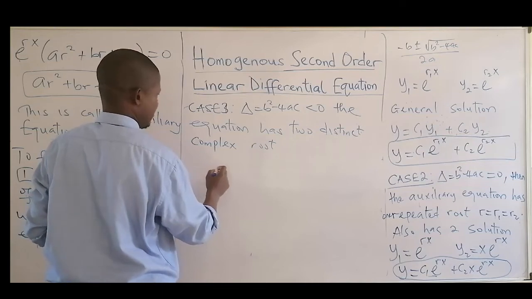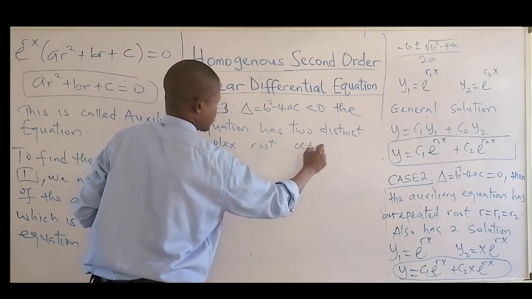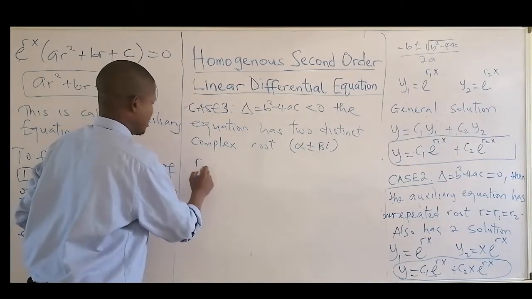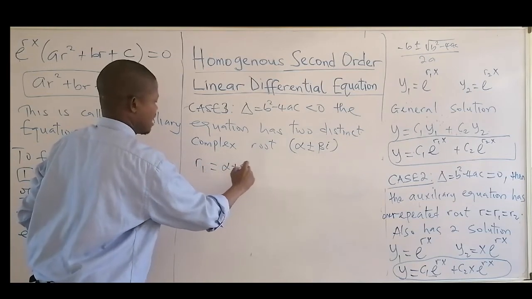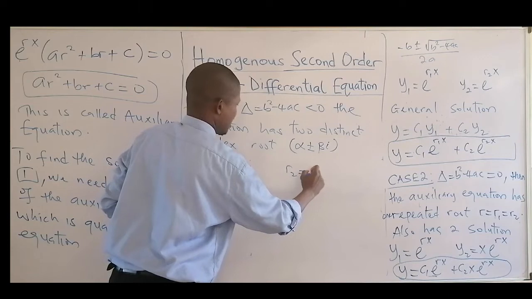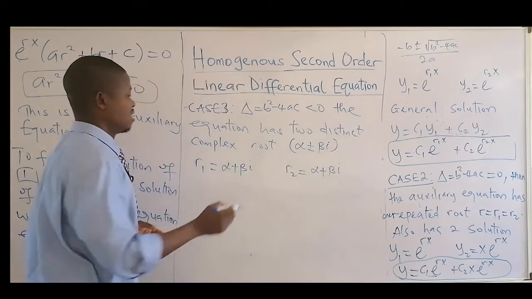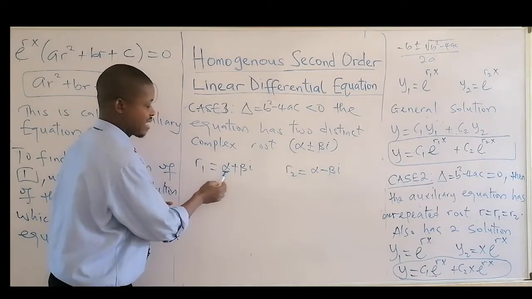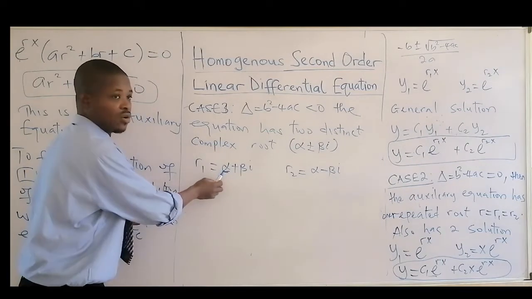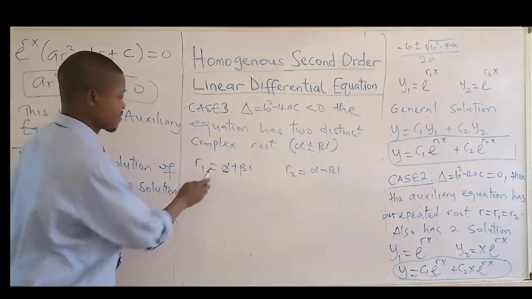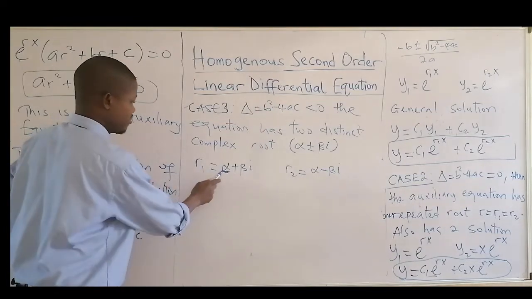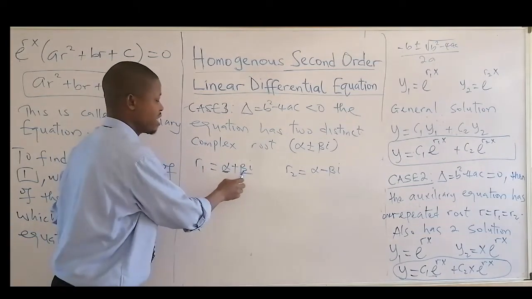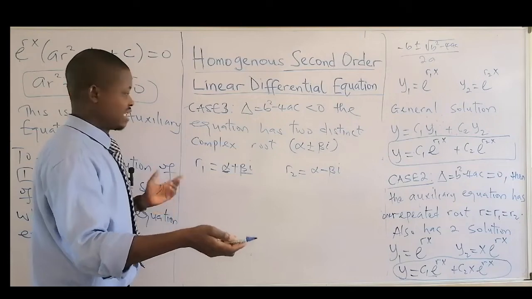That will be equal to alpha plus or minus beta i. So we can break it into two parts. R1 will be equal to alpha plus beta i, and then R2 is equal to alpha minus beta i. What does that mean? Alpha is the real part, which could be positive, negative, or zero. And beta, the complex part, will be the angle of that function.